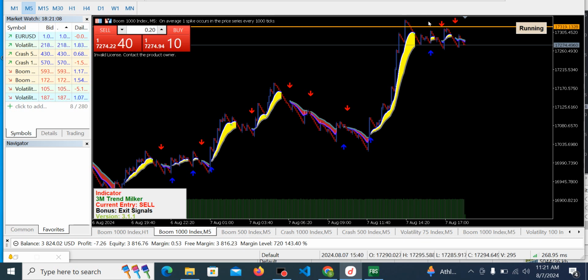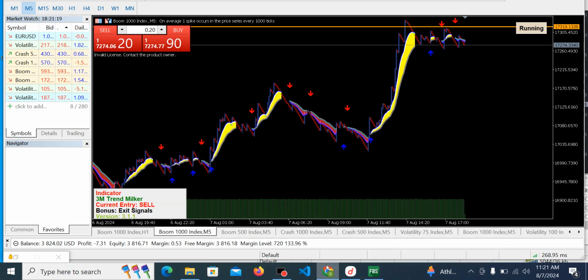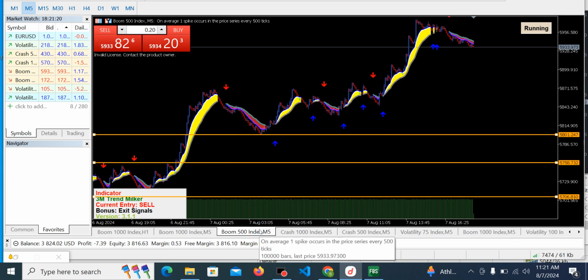It has not been able to break out from there. If it's unable to break out from there, then it will go fully into a downtrend. So we expect more of a selling opportunity than a buying opportunity, except if it breaks out from that resistance zone. That is when it will keep on buying. Okay, let's check out Boom 500.